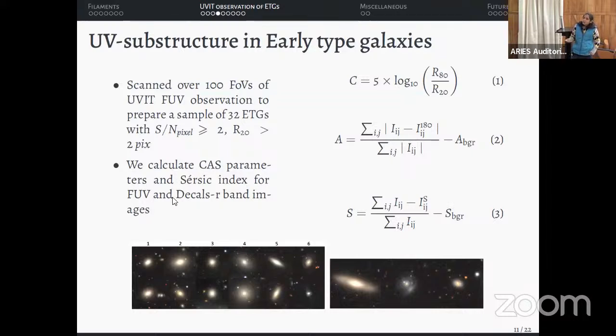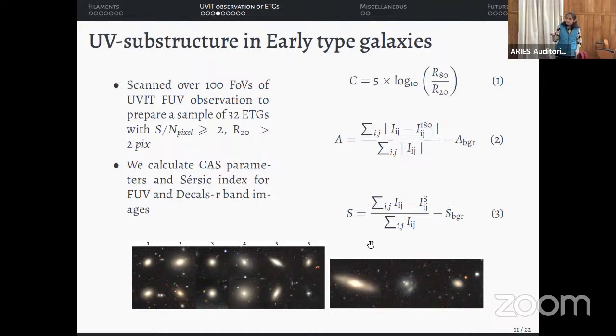We calculate the CAS parameters and Sersic index for UV and DECaLS R-band images. Our idea is that if UV and optical emission are coming from the same stellar population, then the CAS parameters, which tell us about the concentration, asymmetry, and clumpiness in images, should match. The optical parameters and UV parameters should match.